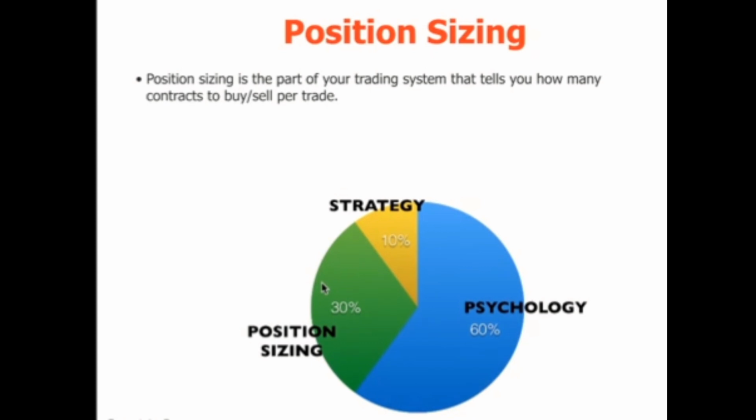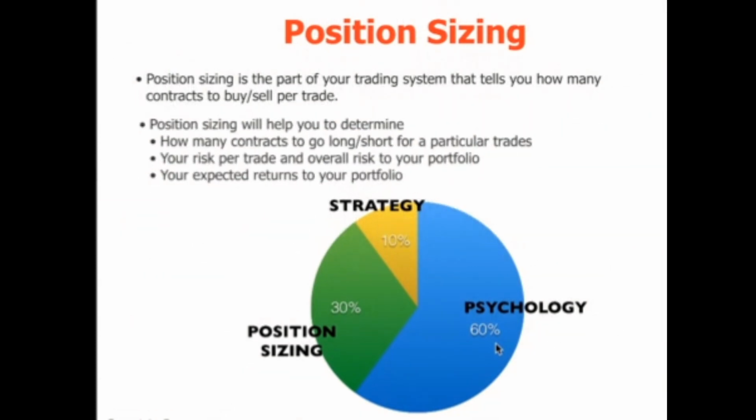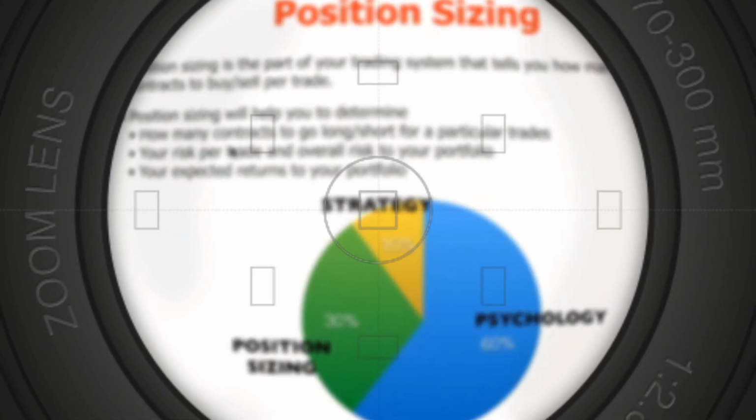So position sizing will help you to determine, number 1, how many contracts to go long or to go short for a particular trade. The second one is your risk per trade and overall risk to your portfolio. The last is your expected return to your portfolio in a short or in a long run. So next, let's go to steps in calculating position sizing.